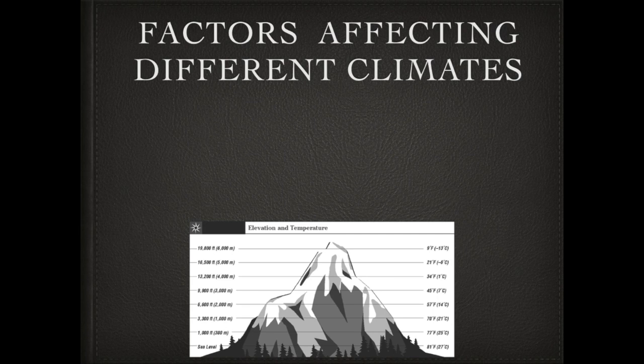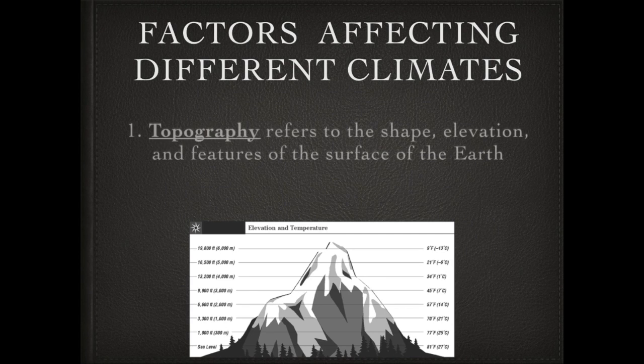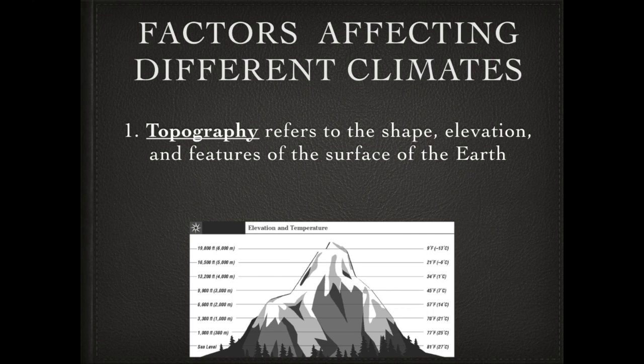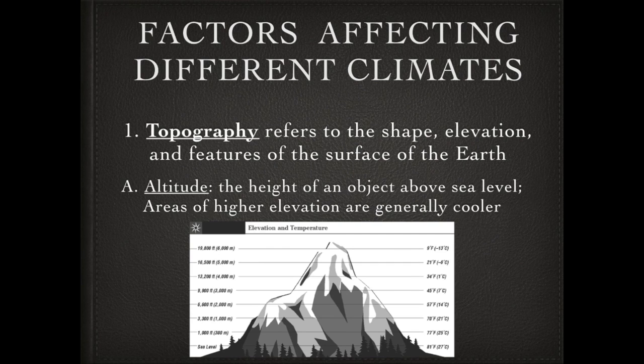Okay, here are some factors affecting different climates. Topography. This is the shape, the elevation, the features of the surface. Topography is referring to, are you going to have high points or low points? Are you going to have very tall mountains or very low valleys? These are the ups and downs in the surface of the Earth. In 8th grade earth science, you should have learned about topography, the different ups and downs of the Earth.